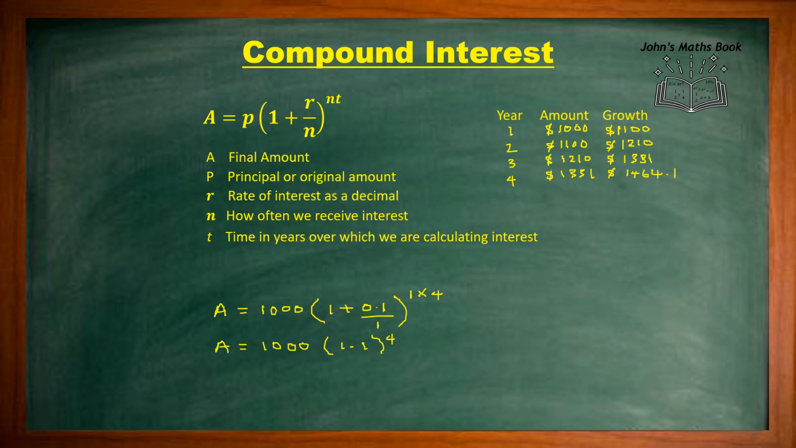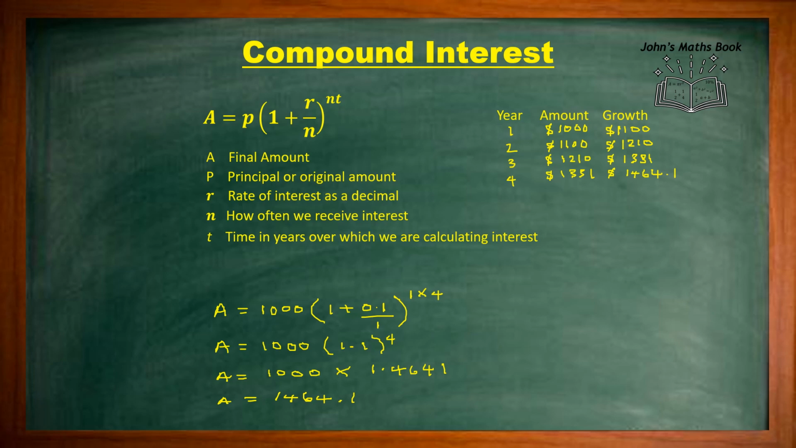So if we now do the exponent, we have A equals 1,000 multiplied by 1.1 to the power of 4, which is 1.4641. So if we multiply 1,000 by 1.4641, we get A is equal to 1464.1. As you can see, the same answer, but a much quicker way of doing it.